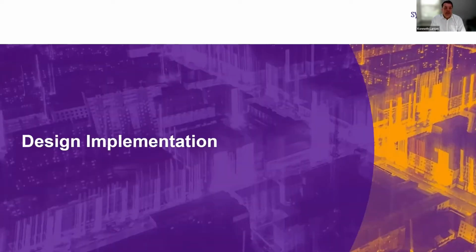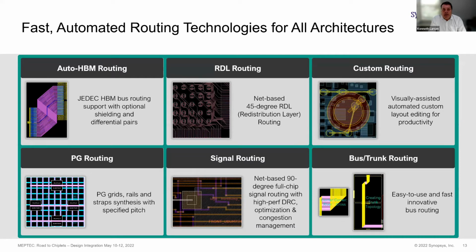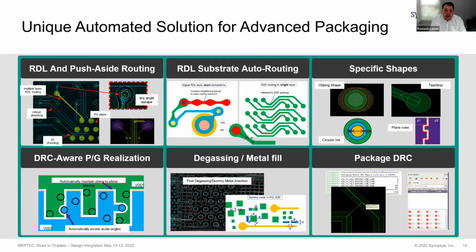For design implementation, we have many different routing capabilities. I just mentioned a few here. So specifically, for example, HBM3 has very narrow tolerances now. And when you're adding in many stacks in your system, having automated solutions becomes really important. We have RDL routing, of course, bus and trunk routing, and build of PG nets within the dies themselves. So you can construct all these things within the 3D IC component. We also have for packaging, for example, fan-out wafer level packaging.